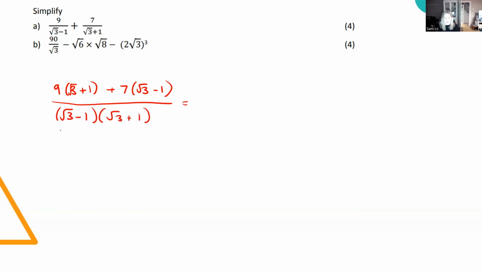So in a sense, this question is slightly like rationalizing the bottom bit, because you're noticing already that pattern. The surd will disappear because we've got a negative 1 and a plus 1, and our surds are also the same number, so they should cancel out, leaving us with no surds on the bottom. So we've got 9 root 3 plus 9 plus 7 root 3 minus 7. On the denominator, we've got 3 minus root 3 plus root 3 minus 1.